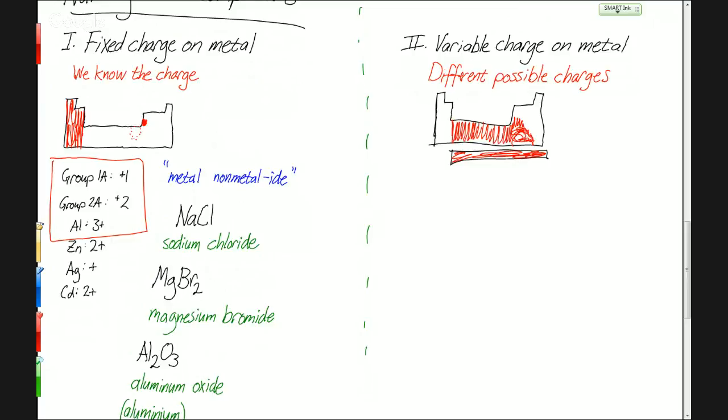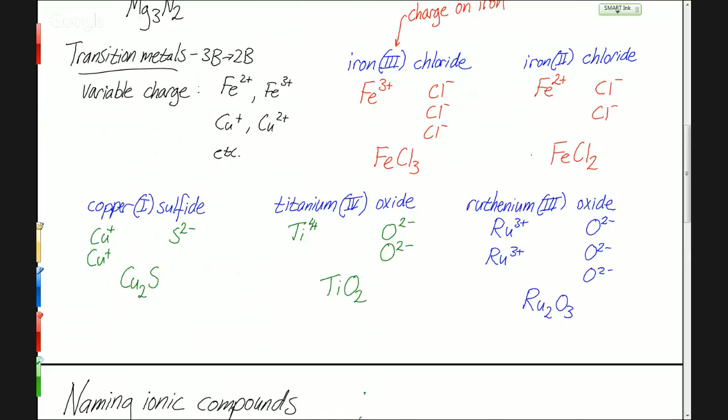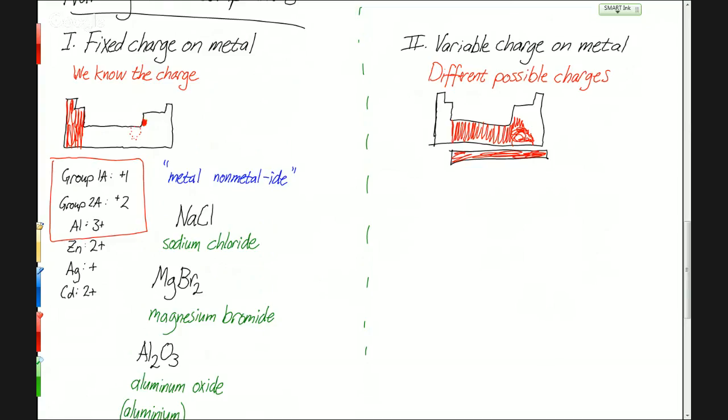So remember last time when we looked at naming these things, we had this Roman numeral number to tell us what the charge was. That's what we're going to have to put in the name now. The tricky part is we have to find that number. So let's look at how we find that number. We kind of do the opposite thing of what we did last time.